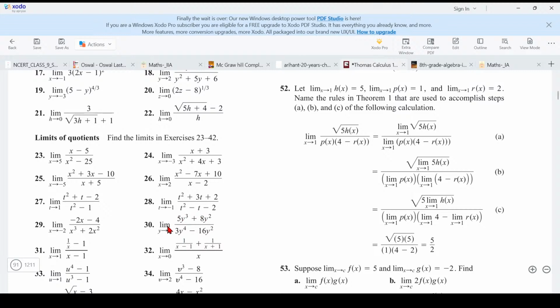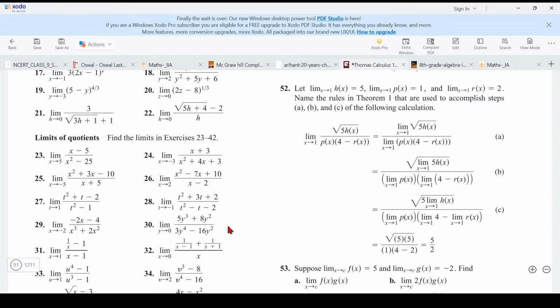Take out the common factor. So what are the common factors? We can take out y first and then cancel it. In fact, you can take y square also. Remove y square. The denominator is becoming zero because of a lot of y's, right? If you remove y square from both the numerator and denominator, what will happen? 5y plus 8 by 3y square minus 16.